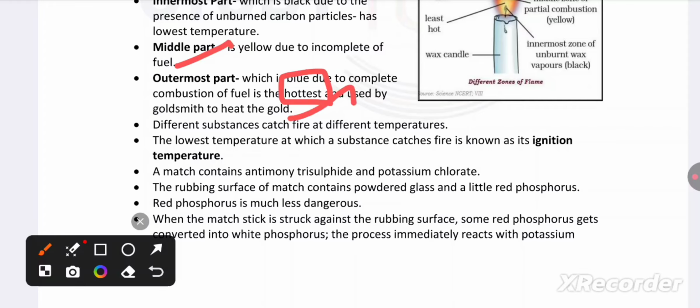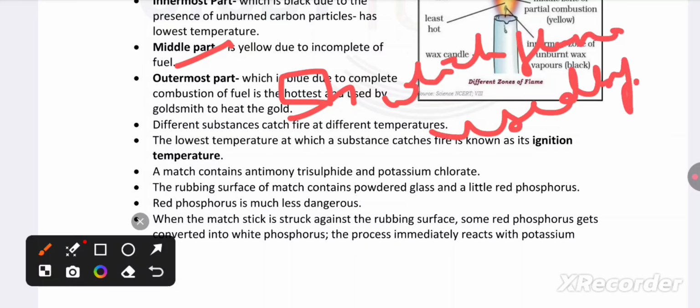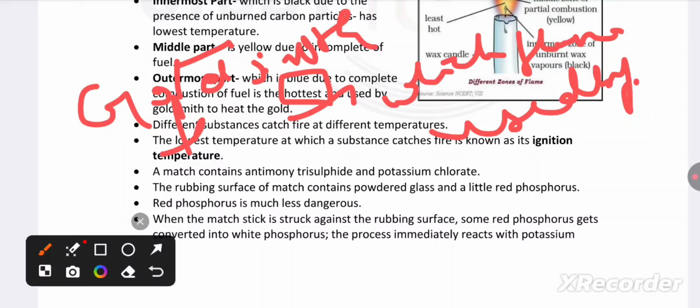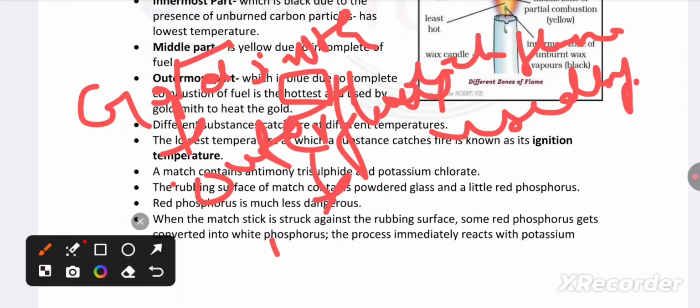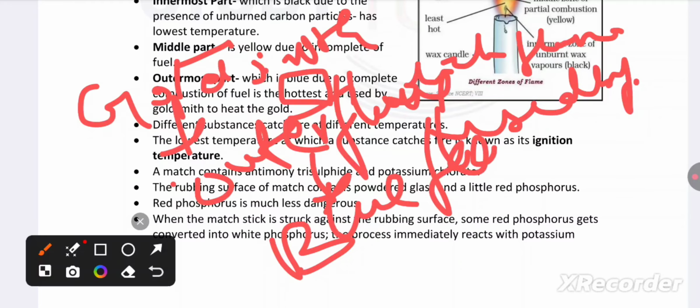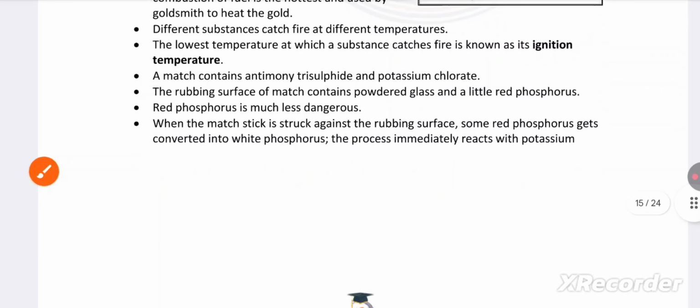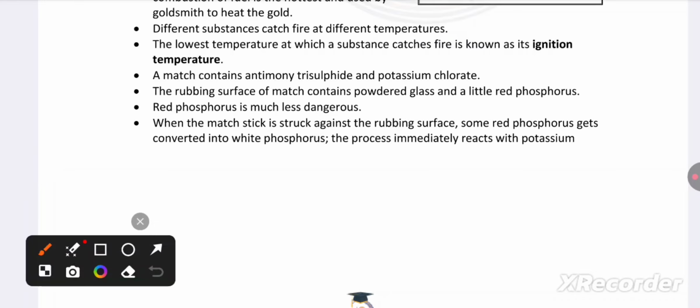Examiner will ask, which flame is used by goldsmith? That is nothing but the outer flame, blue flame. Good. Different substances catch fire at different temperatures. The lowest temperature at which a substance catches fire is known as ignition temperature. Lowest temperature.